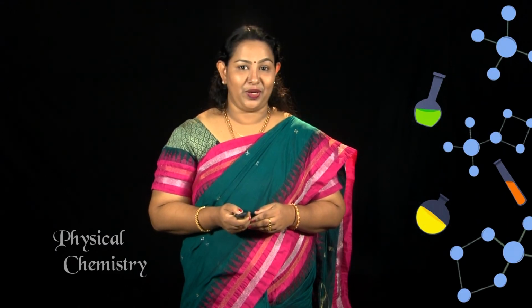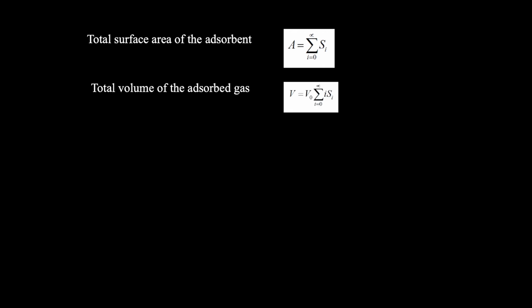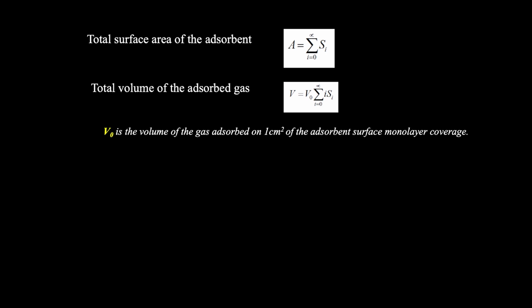Now, let us continue our derivation of the BET equation. Total surface area of the adsorbent, A, is equal to sigma i equal to 0 to infinity Si. Total volume of the adsorbed gas, that is V, equal to V0 into sigma i equal to 0 to infinity i Si. Here V0 is the volume of the gas adsorbed on 1 centimeter square of the adsorbent surface with monolayer coverage.